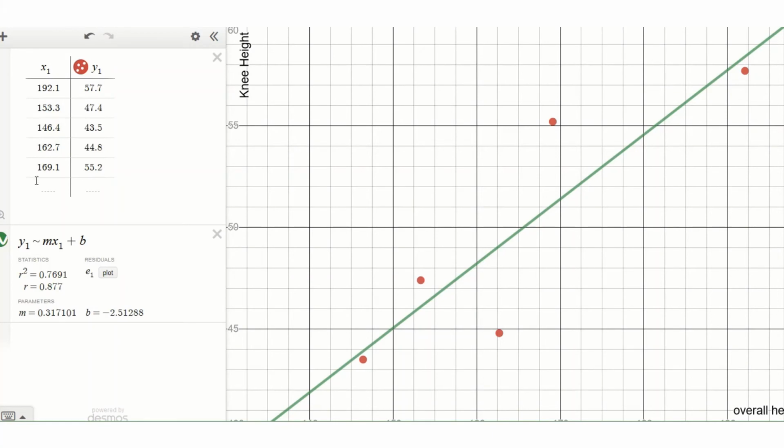So we have got two values x1 and y1 which are interchanged now. x1 is our overall height, and y1 is our knee height. We got the equation, and the coefficient r is 0.877, which is the same as our previous case. So when we change the values x1 and y1, the value of r is not altered.